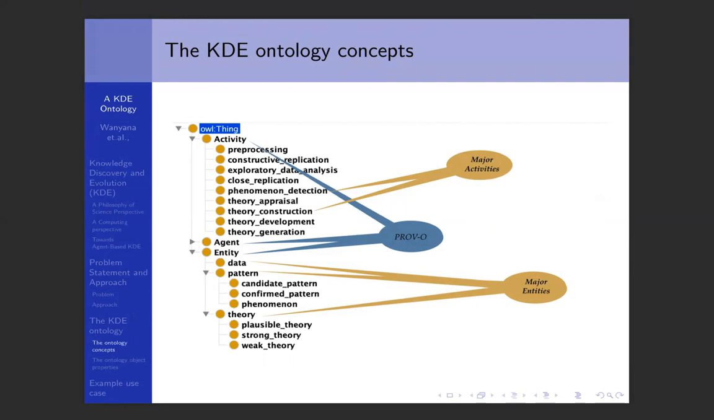They're not exactly activities, they're just sequences. That's why you see they're actually at the same level. The three main classes are activity, agent, and entity, which are all PROV concepts. And then the three main entities that we work with in the process, as provided or extracted from Atom, would be data, pattern, and theory. And these form the agent-based KDE process.